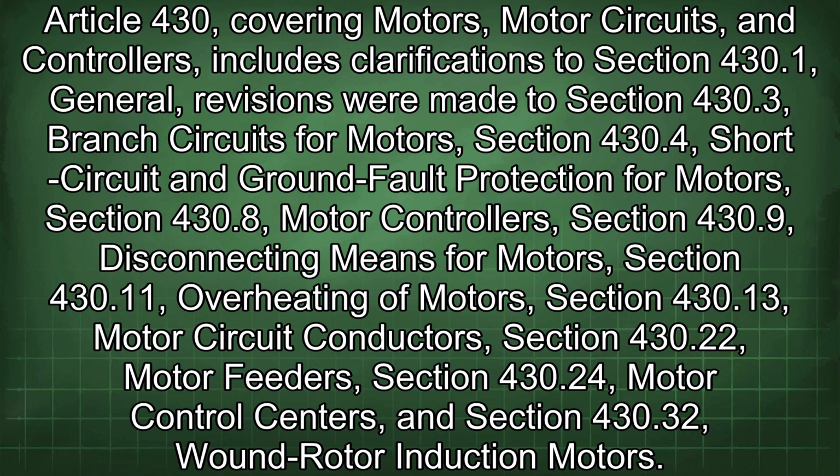Revisions were made to Section 430.3, branch circuits for motors, Section 430.4, short circuit and ground fault protection for motors, Section 430.8, motor controllers, Section 430.9, disconnecting means for motors, Section 430.11, overheating of motors, Section 430.13, motor circuit conductors, Section 430.22, motor feeders, Section 430.24, motor control centers, and Section 430.32, wind rotor induction motors.